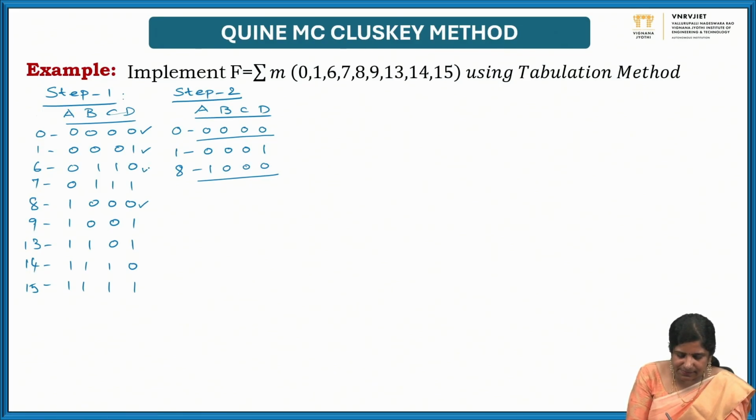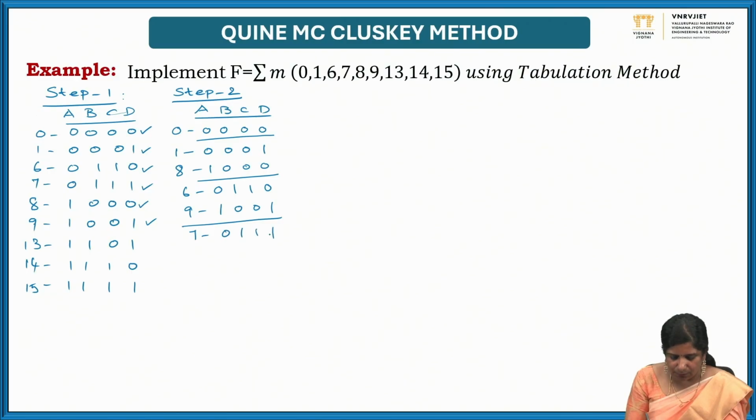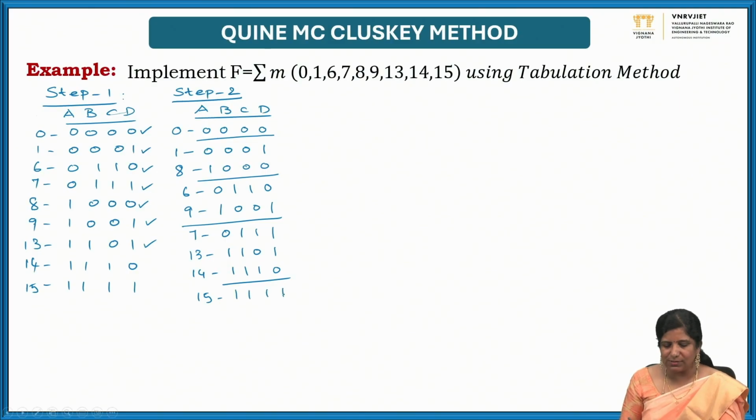Next, for two ones: for 6, you have 0, 1, 1, 0. That is 2 ones. Then for 9, 1, 0, 0, 1. That's all. This is considered as one group. Then for 7, 3 ones, 0, 1, 1, 1. Then 13, it is 1, 1, 0, 1. Then 14, it is 1, 1, 1, 0. Then finally, you write the binary representation which consists of 4 ones, that is 15. This is step 2.